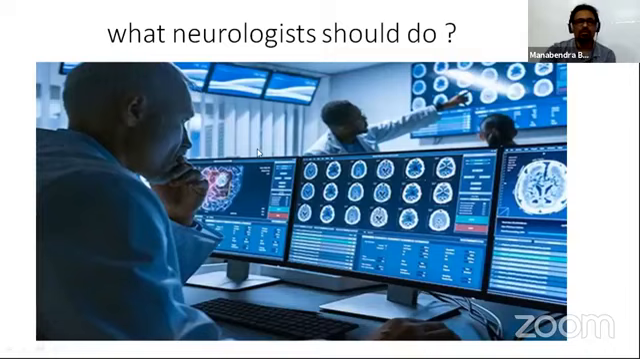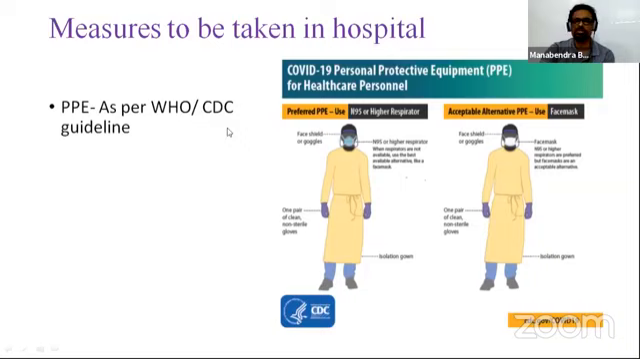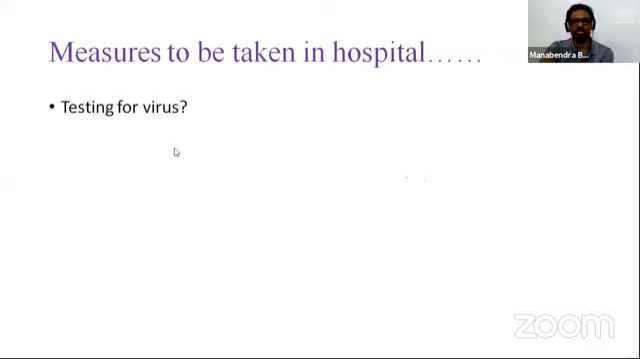As far as our personal safety, what should we do? We should use appropriate PPE, as documented for appropriate settings, whether to use a respirator or only surgical masks. There is a definite guideline by WHO and CDC, and there are also institutional guidelines. Then there are measures to be taken in hospitals. Testing for the virus is actually a debate. From a neurological point of view, whenever we deal with patients, should we test all of them for the virus? It's a matter of debate.